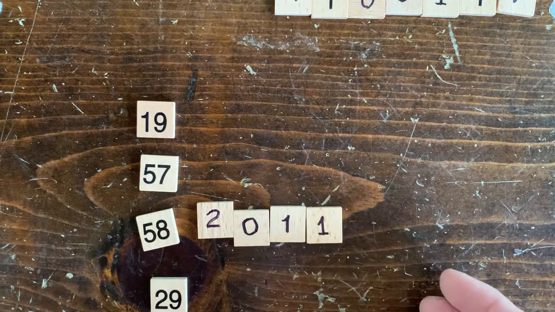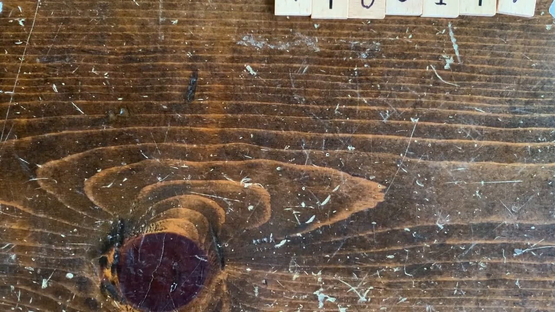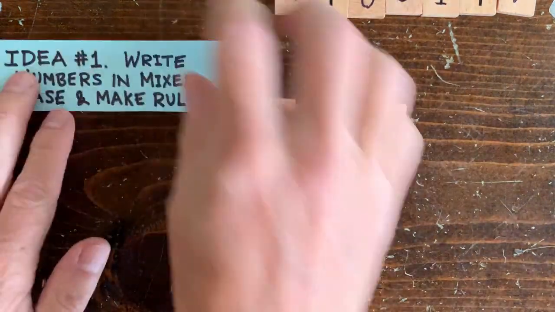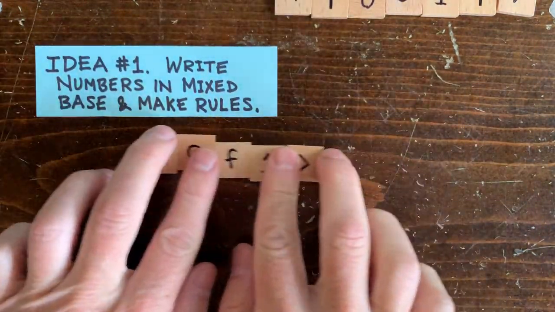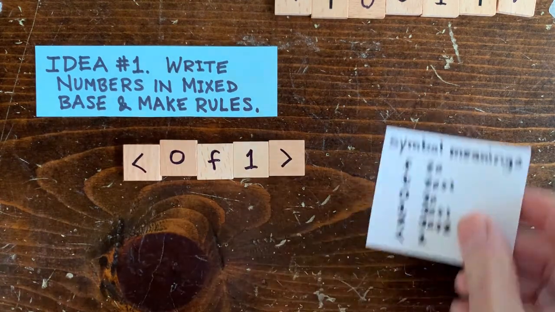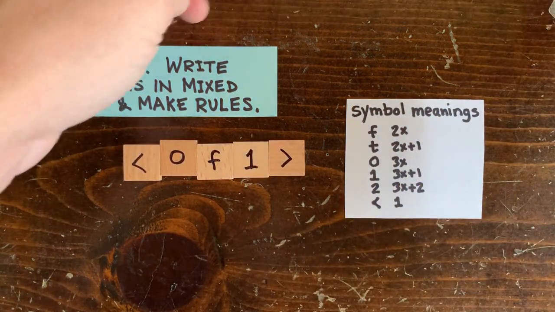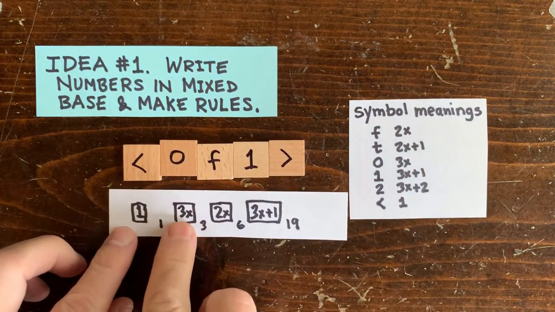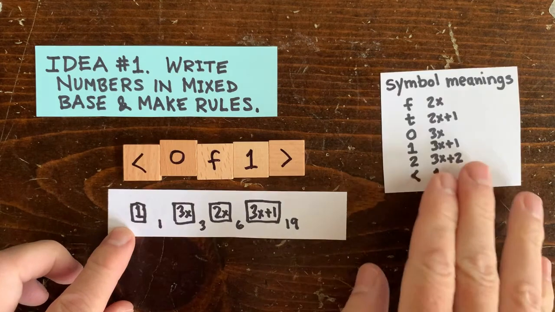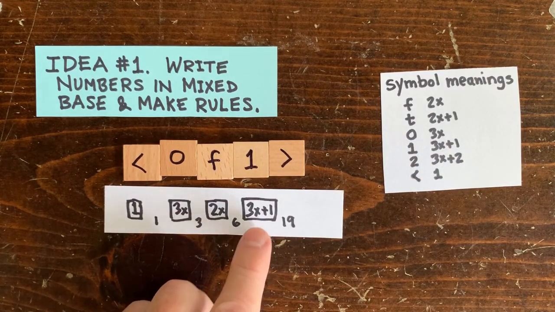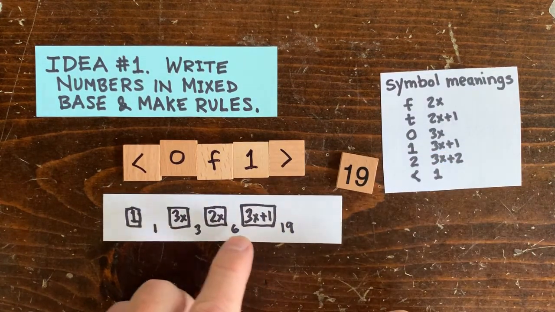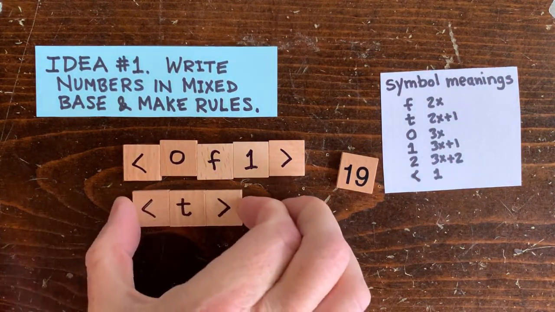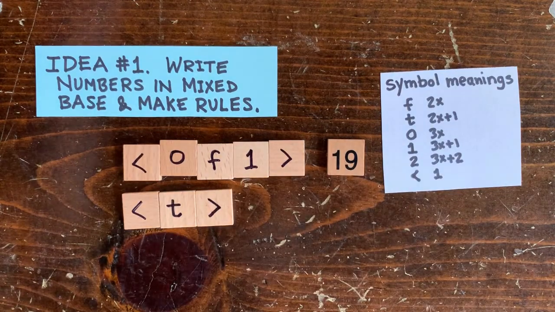So Yolcu et al.'s first idea is a mixed base way of writing down numbers. They use the symbols T, F, 0, 1, 2, open bracket, and close bracket, where each symbol has a little linear function. So let's take a string like this. The open bracket has the value 1. The 0 means whatever's to my left multiplied by 3. The F means multiply that by 2. The 1 means multiply by 3 and add 1. So this string means 19. Here's a simpler example. Bracket T bracket means 3.